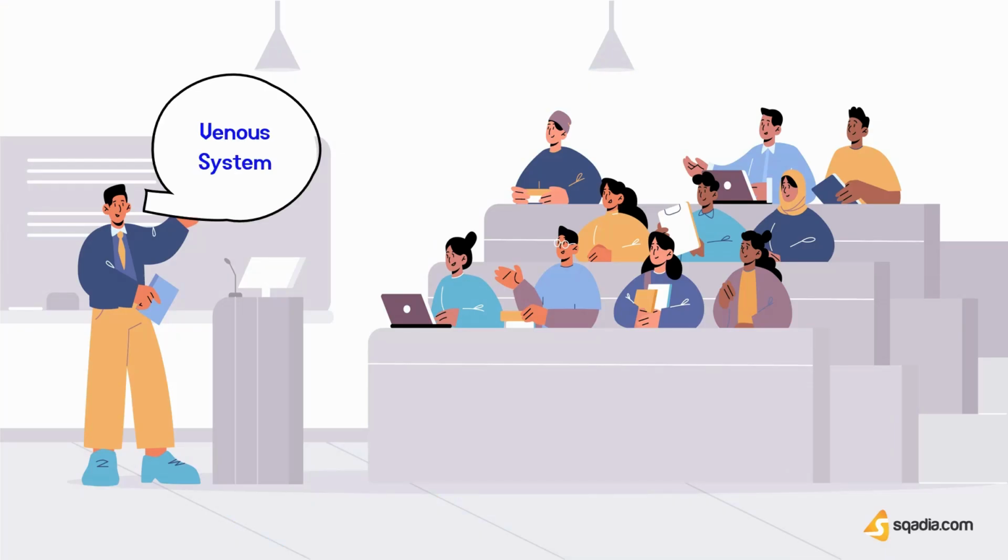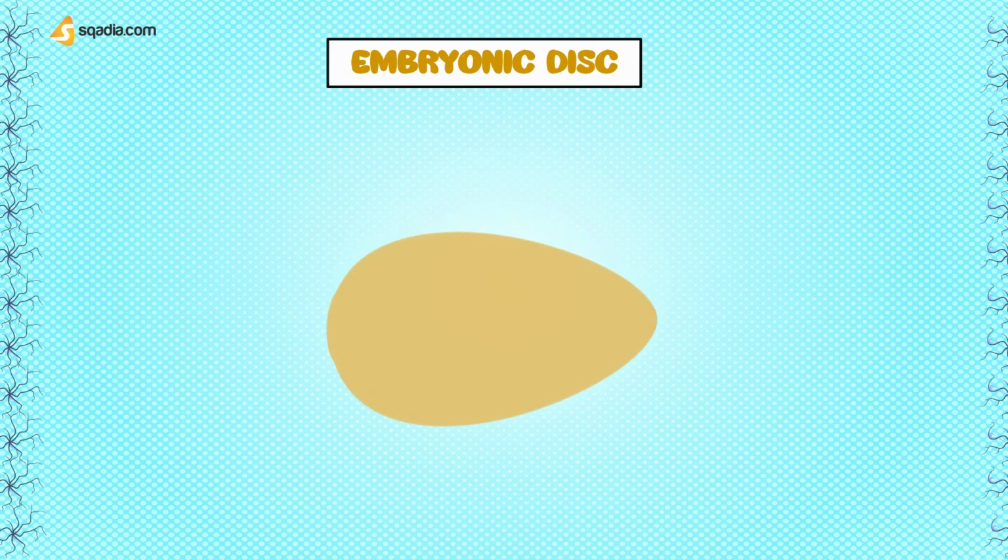Today, we are going to discuss the venous system of the embryo. But before starting this, let's revise the basics of heart development together. This is the embryonic disc in dorsal view. This is the cranial end, and this is the caudal end.